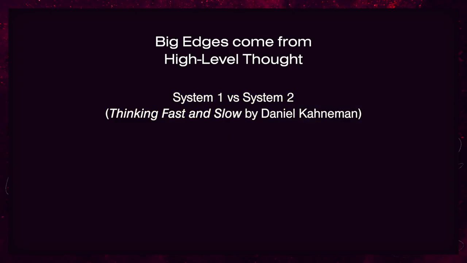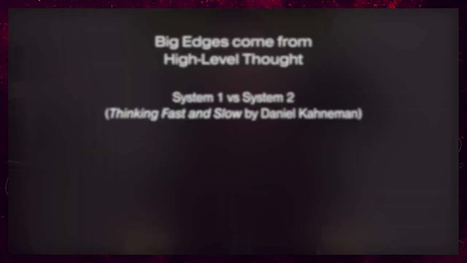So if big edges come from high-level thought, how do we access high-level thought more often? How do we access higher-level thought? There's a great book by Daniel Kahneman called Thinking, Fast and Slow. Now, I know it's a great book because a lot of people I really respect have said so, but I actually haven't read it. I have, however, listened to him speak on the topic.